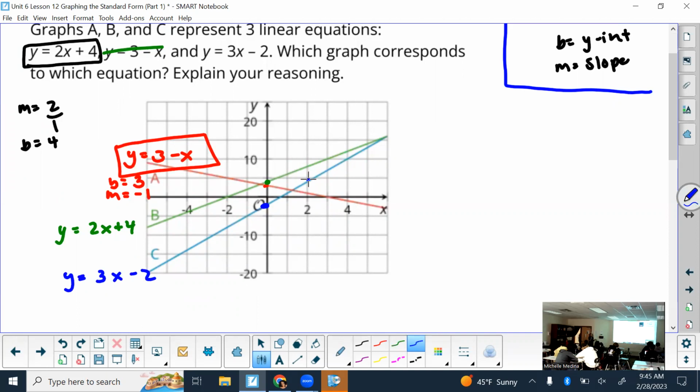Kind of scaring me, not gonna lie. This is a semester 1 standard. This is slope-intercept.